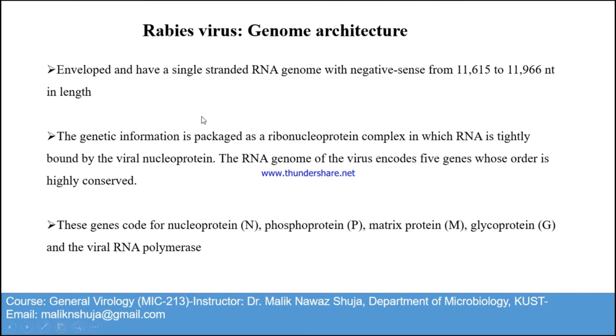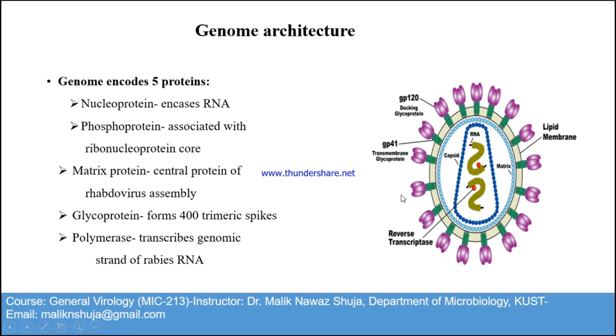The genetic information is packed in a ribonucleoprotein complex in which the RNA is tightly bound by the viral nucleoproteins. The RNA usually codes for 5 genes: the nucleoprotein, phosphoprotein, matrix protein, glycoprotein, and the RNA polymerase, which is responsible for the production of positive strands, and that strand is then used as a template for the production of negative sense RNA during the process of replication.